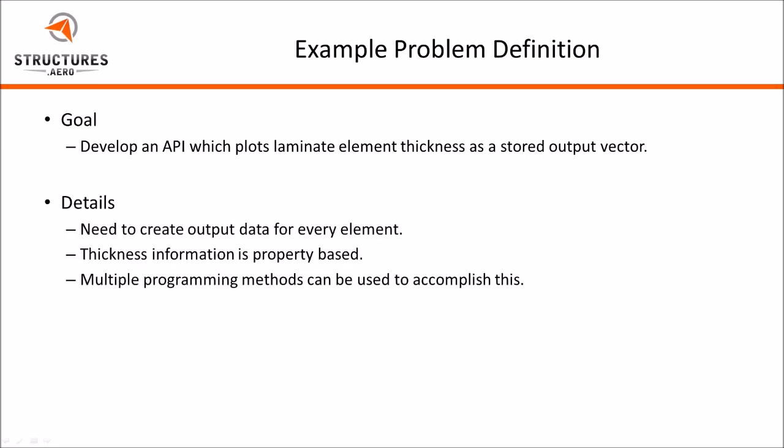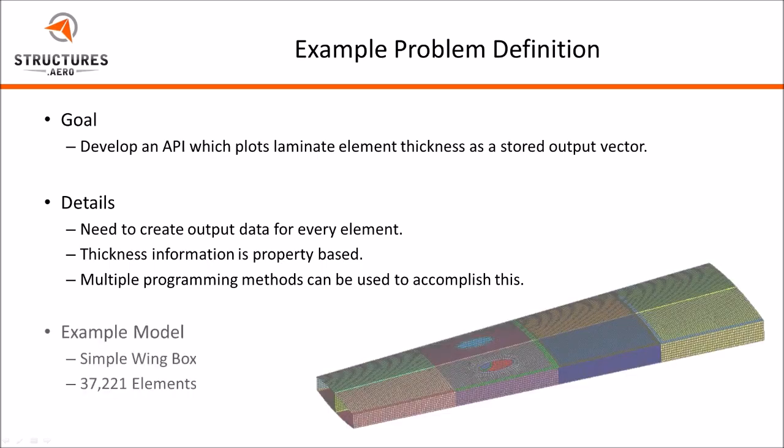So in order to accomplish this, we have to create that piece of output data for every element, because that's how Femap plots data. However, the thickness information itself is not element-based, it's property-based. So that's one of the tricks that we're going to use to make things run faster when we get into this. And there are obviously multiple methods and multiple ways you can accomplish this same task when you're programming an API.